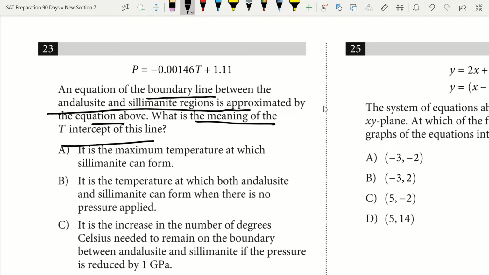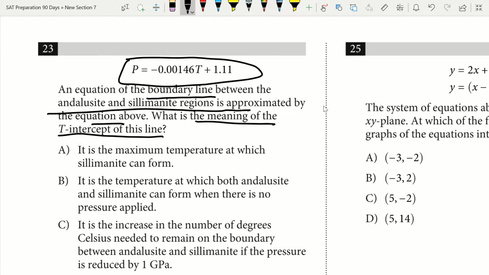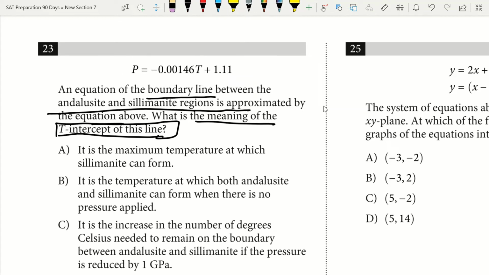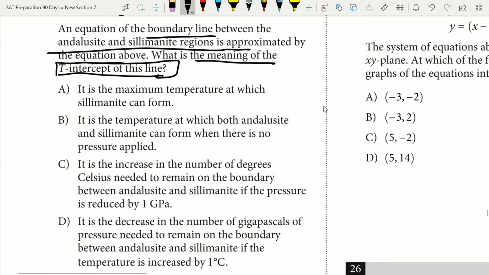One thing we have to understand is the t-intercept of this line. The way that you go wrong with this problem is by thinking of the p-intercept. Whenever we see an equation that looks like this, typically when we think of an intercept, we would think, oh, this is our intercept. Not in this case, because we're asked for the t-intercept. The t-intercept in this case is going to be where p equals 0. So the meaning of that has to do something with the pressure being 0. Let's look for an option that says something about our pressure being 0. So we have option A.